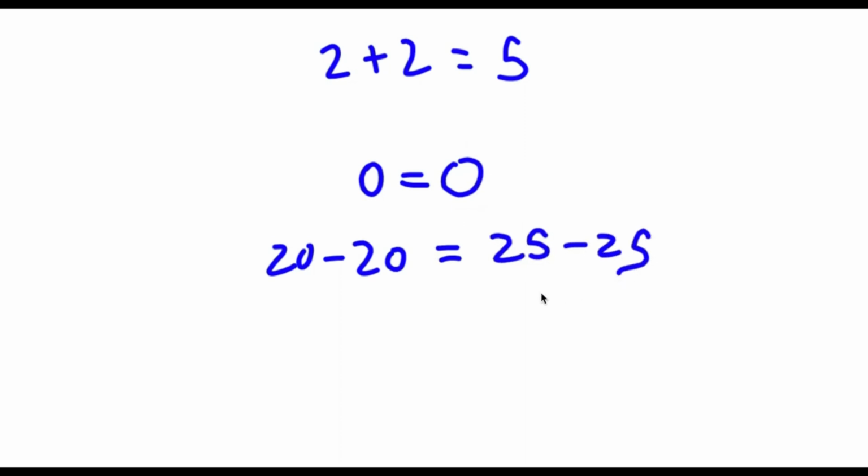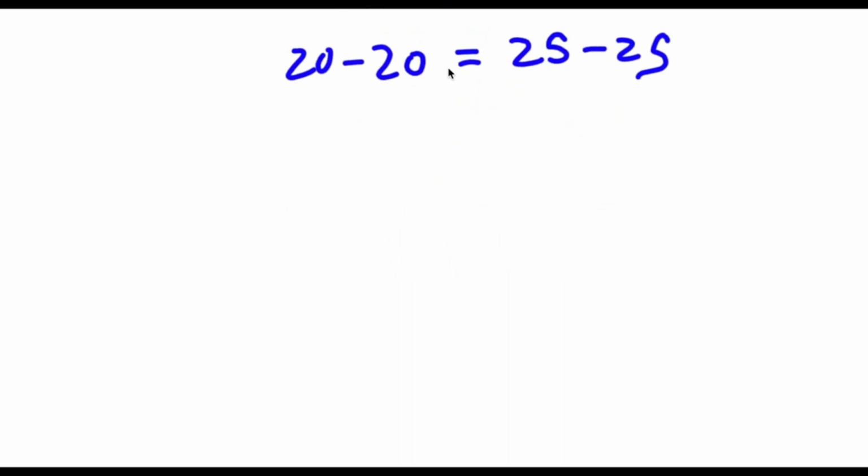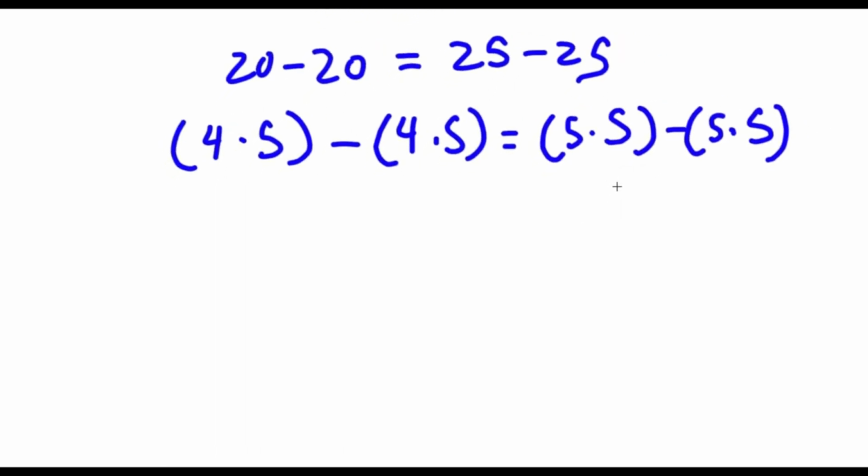So I'm not going out of the rules or anything. Now, 20, this is the same thing as 4 times 5. So now I have 4 times 5 minus 4 times 5 is equal to 25. This is 5 times 5 minus 5 times 5. So again, I'm not going past the rules or anything. 20 is equal to 4 times 5, so I simply substitute in 4 times 5 for 20, and same thing with 25. 25 is equal to 5 times 5, so I simply substitute in 5 times 5 for 25.